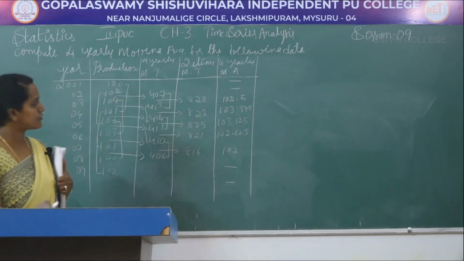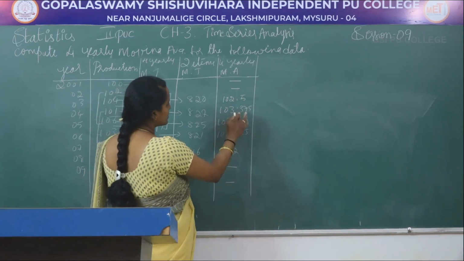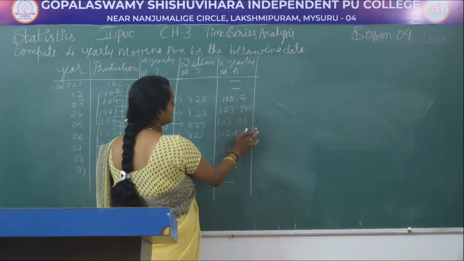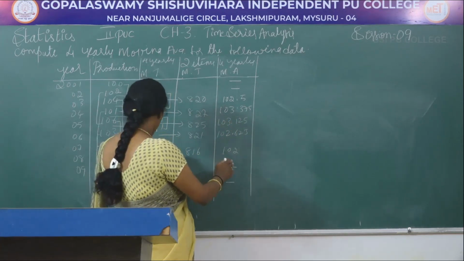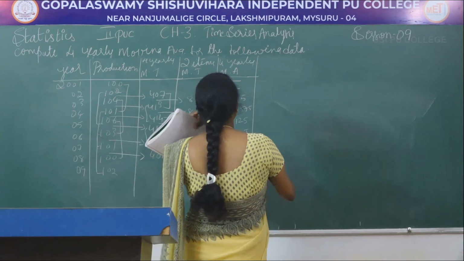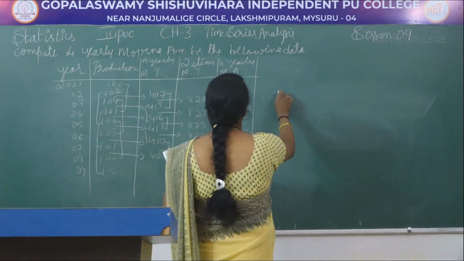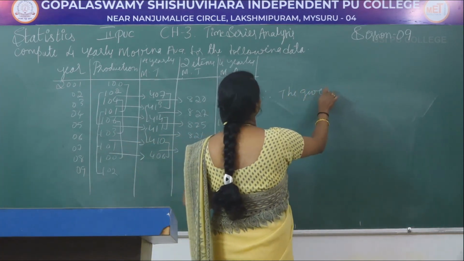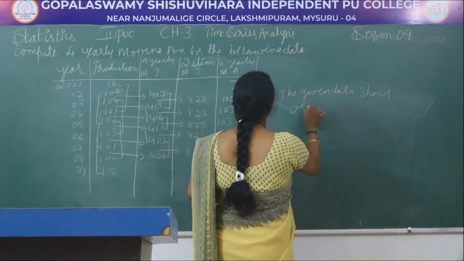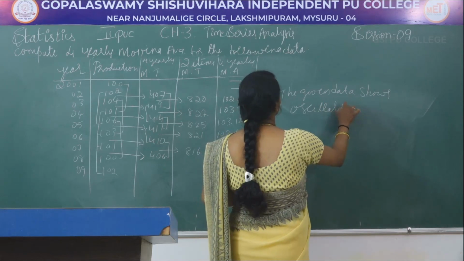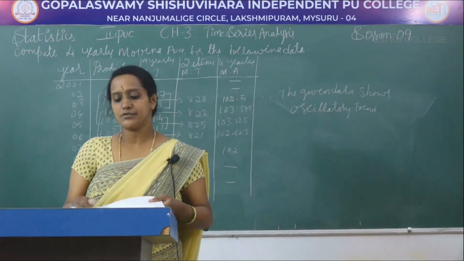Just observe the trend values or the average column. From here to here it is increasing, here it is decreased, in a point-wise decrease is there, again it is 102, again it is decreased, again it is decreasing. So the given data shows first it is increased and then it is decreasing. Therefore the given data shows oscillatory trend.